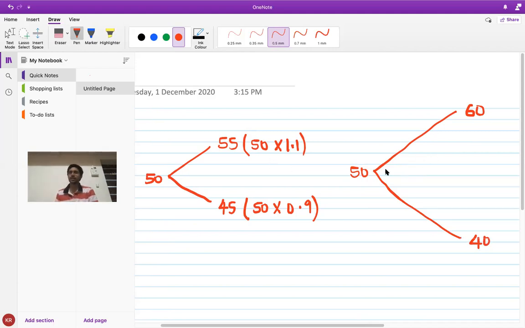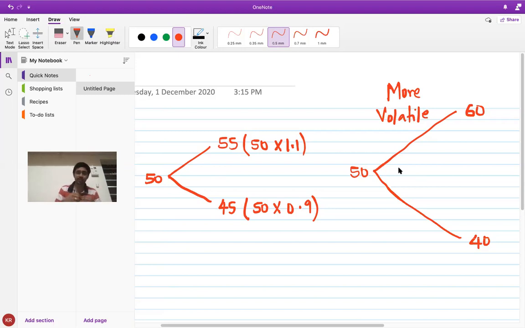I intentionally drew this node a little higher than 55 to signify that there is a greater upside. And over here on the downside as well, I drew 40 lower than 45 to signify that there is a greater downside. So if there is a share which could go up to 60 or could fall down to 40, obviously this is more volatile, right? Agreed? Because the spread is much wider.